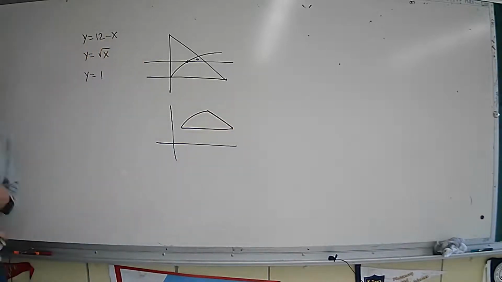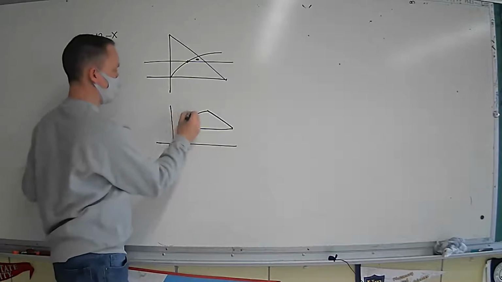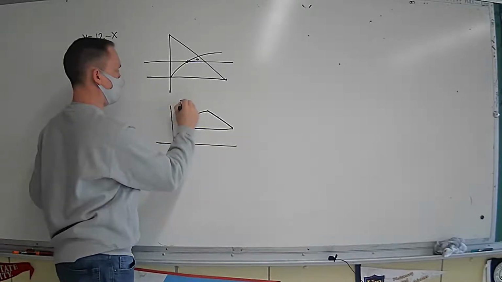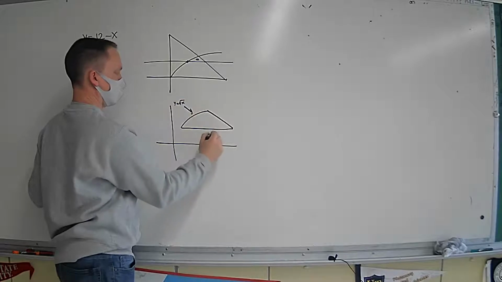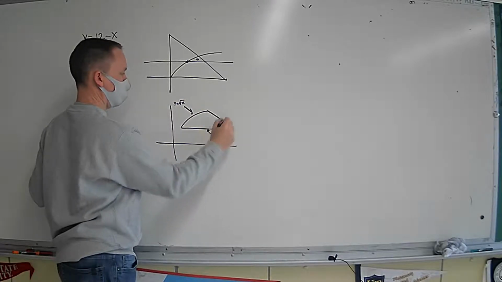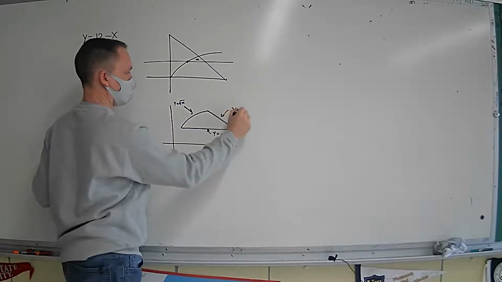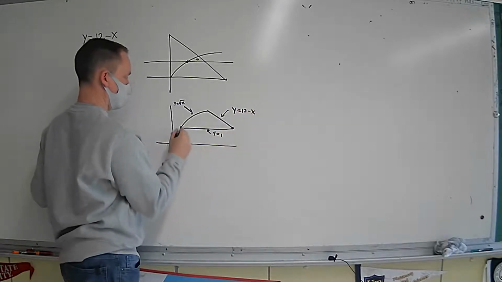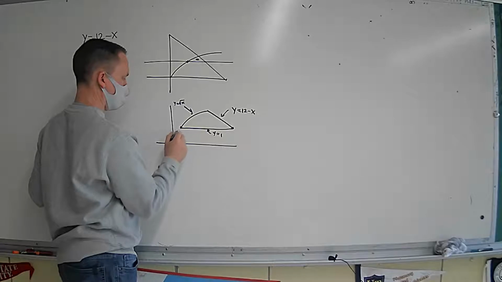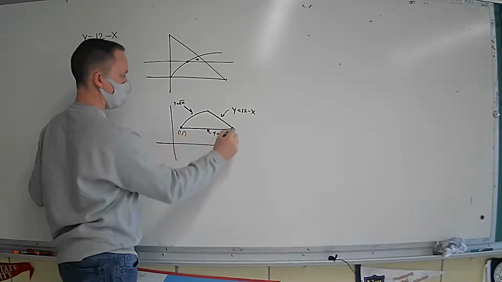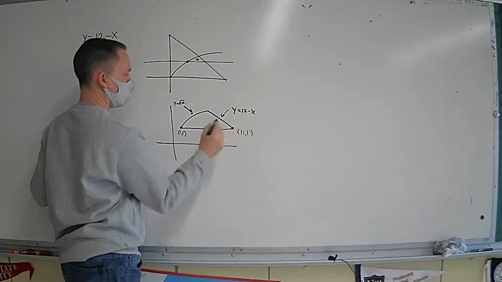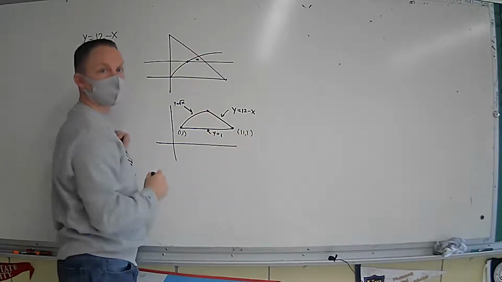Does that help? So I'm blowing that up. This right here is what curve? That's the square root of x. This right here is y equals 1. And that here is y equals 12 minus x. Okay, so can you give me these points here? What's that point right there? 1, 1. The other one is 11, 1. Okay, and then we need this one right here.